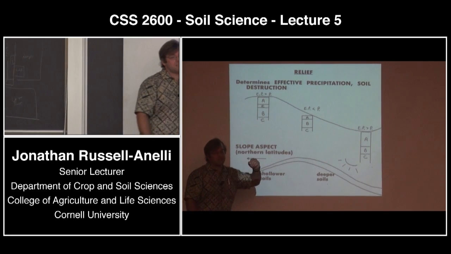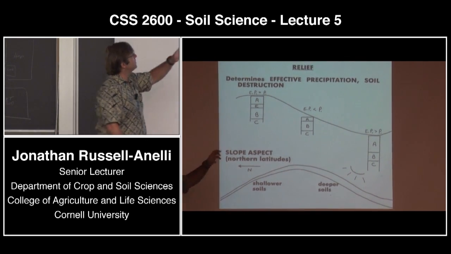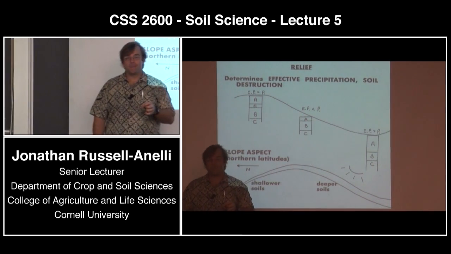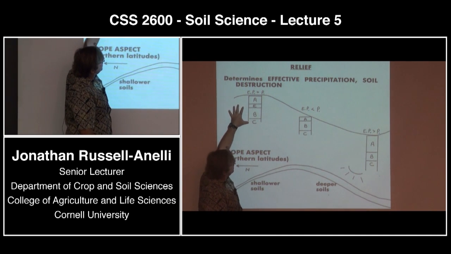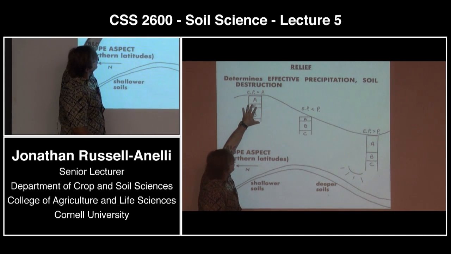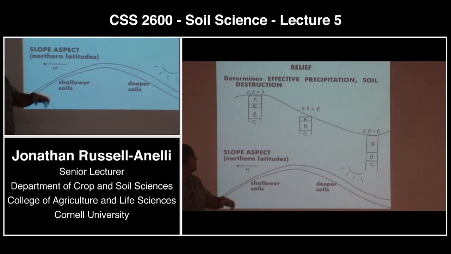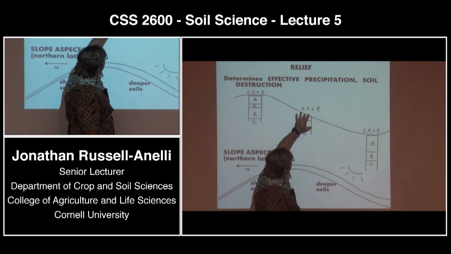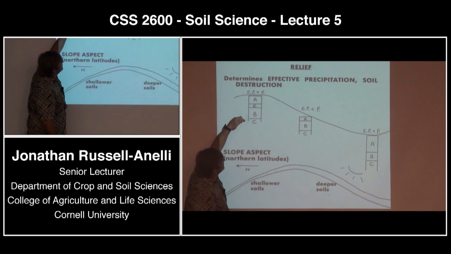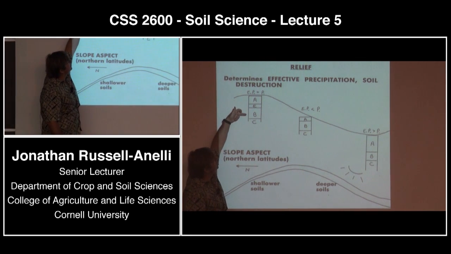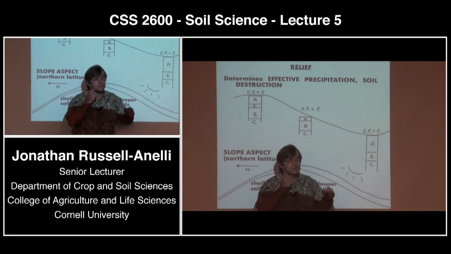Relief basically can determine the effective amount of precipitation as well as soil destruction. And the classic example that they show is this one right here. These are 3 different profiles at 3 different points in the landscape. One is at the summit, one's on the shoulder back slope, and one's at the foot. Each one has a different profile. So this is an A horizon, E horizon, a B, a C. This is an A, B, C. And this is a very deep A with a B and a C.